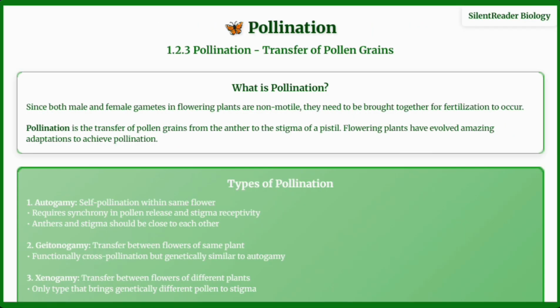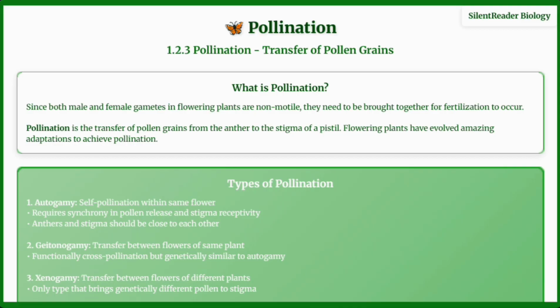Now let's discuss pollination, the crucial process of pollen transfer. Since both male and female gametes in flowering plants are non-motile, they need to be brought together for fertilization to occur. Pollination is the mechanism that achieves this objective. It's the transfer of pollen grains from the anther to the stigma of a pistil. Flowering plants have evolved an amazing array of adaptations to achieve pollination using external agents. There are 3 main types of pollination based on the pollen source.